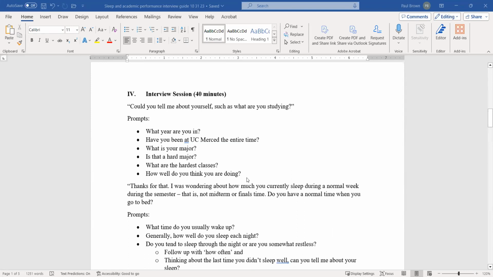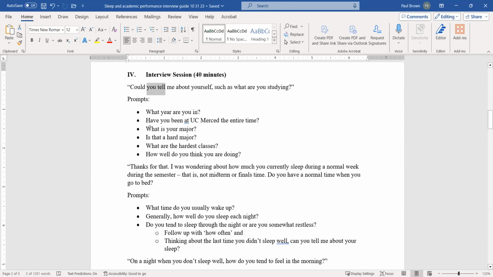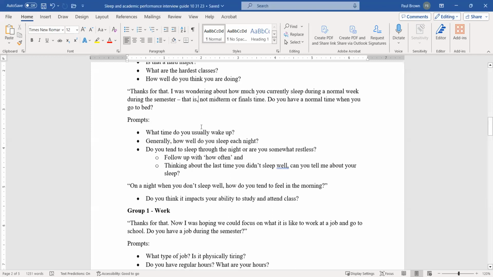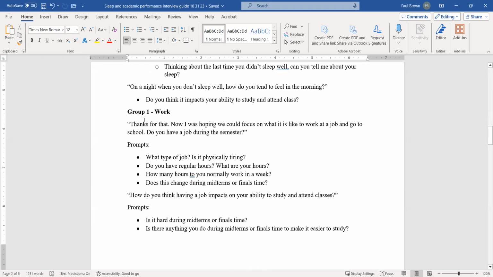Then what I'm suggesting is that we set it up so that you first start by talking to the person about themselves. Remember, the way that works is you ask this question, and then you have these types of prompts. Then ask somewhat about their sleep during the semester, because the Pittsburgh Sleep Survey gives a general discussion of the last 3 months. I thought we could ask more specific questions about what it's like here on campus. And then there are the 3 groups.